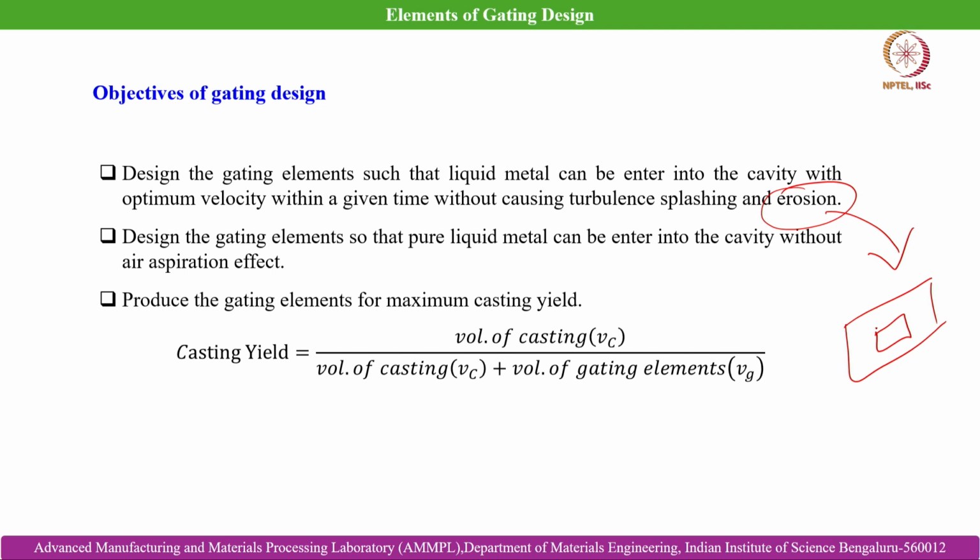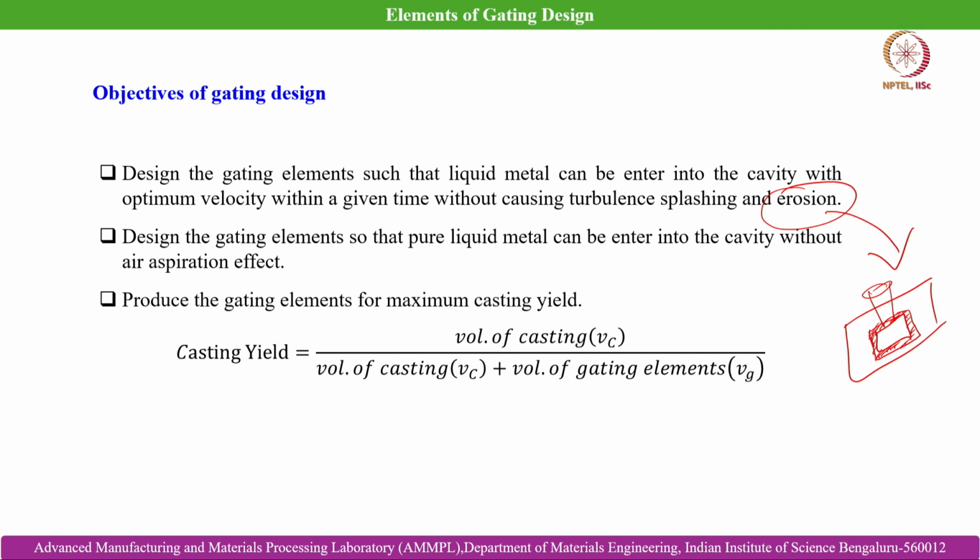Say this is a mold cavity which is needed for the cast object. Because of turbulent entry of the liquid melt, if it is poured by top gating, which we will discuss after this, it can cause erosion and enlarge the cavity by a significant extent, and the dimensional attributes achieved in the cast part can significantly degrade. So, design the gating elements so that pure liquid metal can enter into the cavity without air aspiration effect. These are the different needs for the gating design to be done successfully.